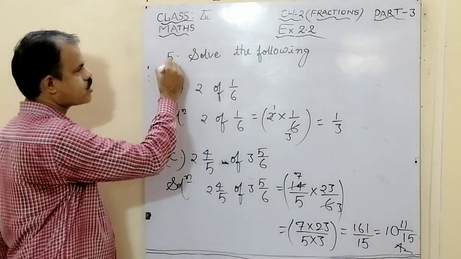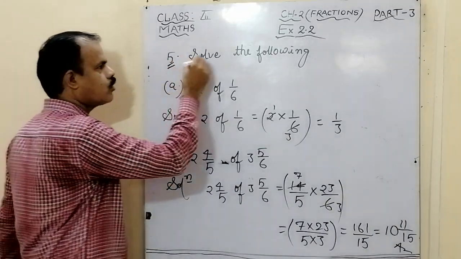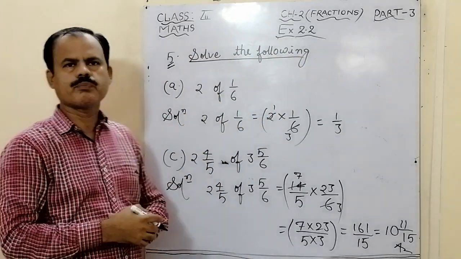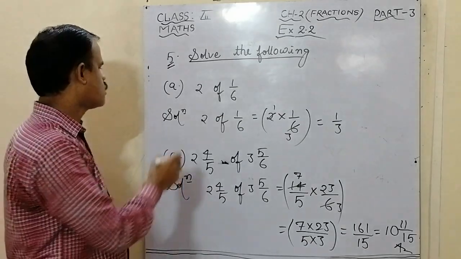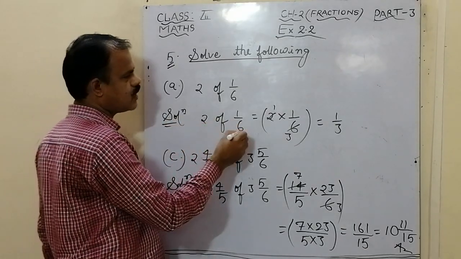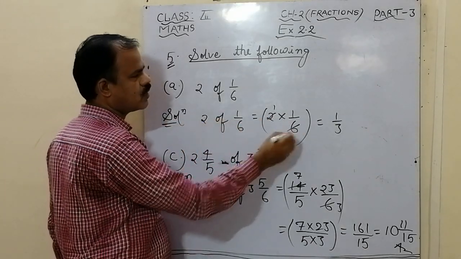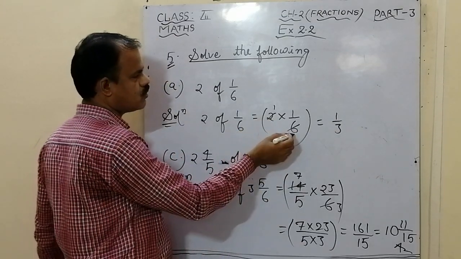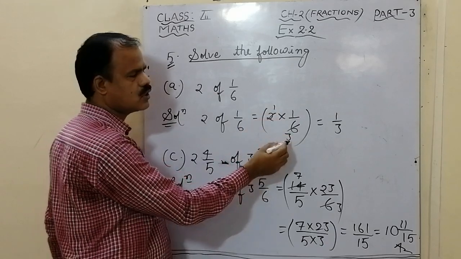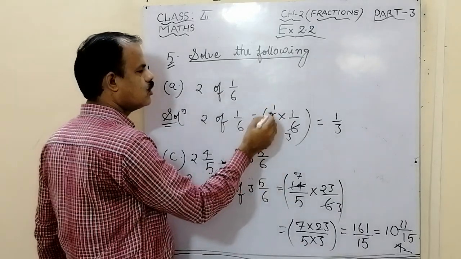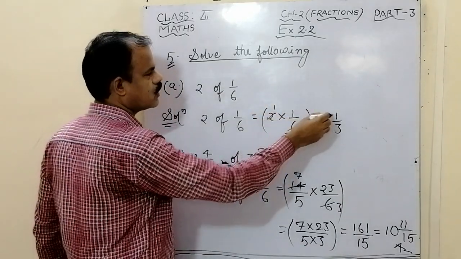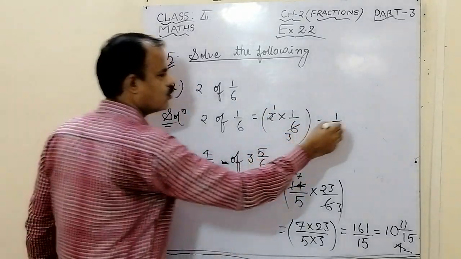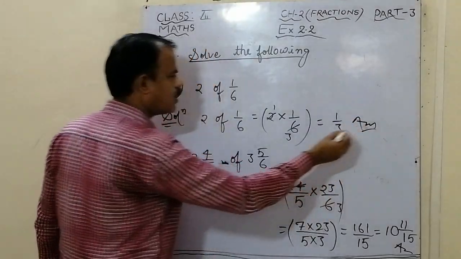Students, next question, question number 5. Solve the following. 2 of 1 by 6. Of means multiply. So 2 of 1 by 6 means 2 multiplied by 1 by 6. So look here, the numerator is 2, the denominator 6. So 2 ones are 2, 2 threes are 6. So the numerator becomes 1 multiplied by 1, which is 1, and the denominator is 3. So the final answer is 1 by 3.